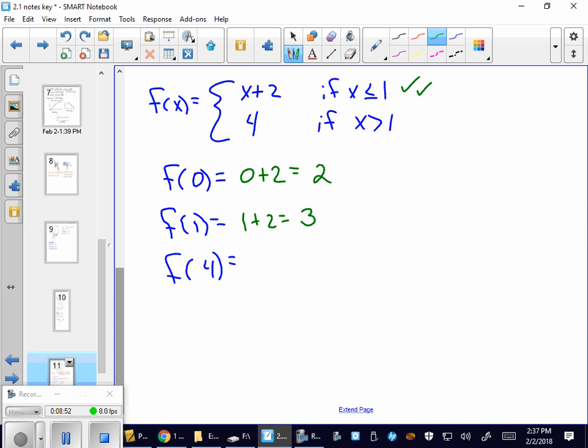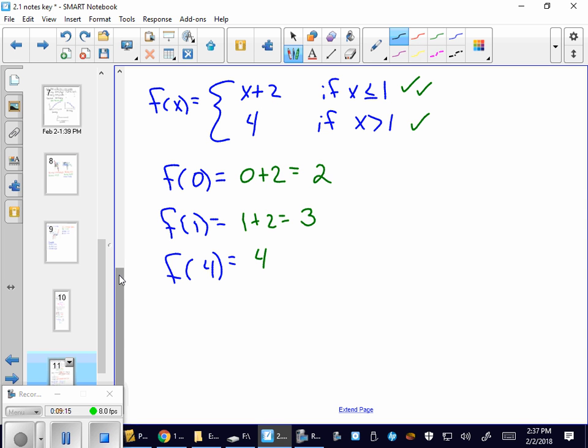gives us 3. And then f of 4, 4 is bigger than 1, so the x value is bigger than 1, so we'll use this. I have nothing to plug 4 into, so it's just going to be whatever that value is, which is 4. And that's evaluating the piecewise functions.